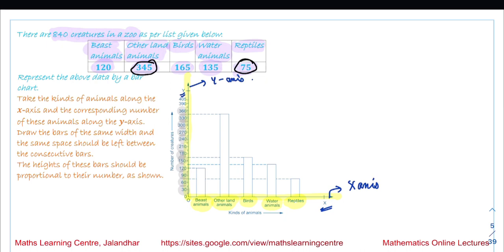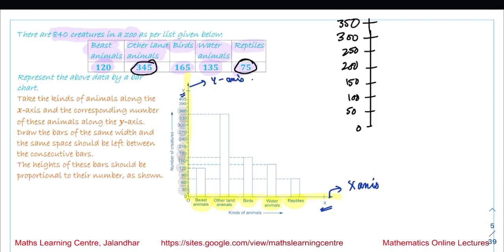You can also mark the points on the y-axis as 0, then 50, 100, 150, then 200, then 250, then 300, and then 350. The maximum value we know is 345. It will lie somewhere over here. So you can also mark these points in this way. Now we have to draw the bars with these heights.